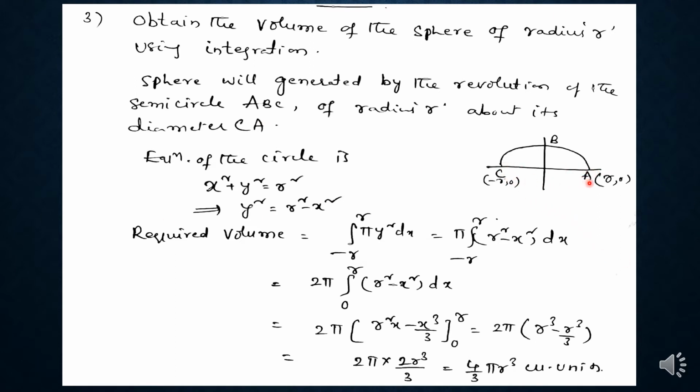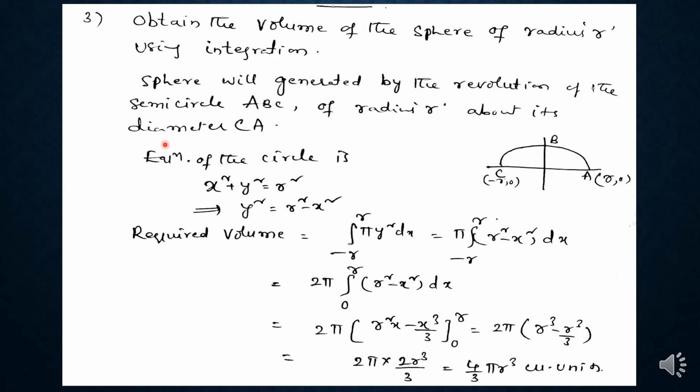Point A is (r, 0), because the center of the circle is O. Let us take OA equal to (r, 0) and OC equal to (-r, 0). If we revolve the semicircle from -r to r about its diameter, here the diameter means CA, we get a solid which is called a sphere. So we should find the volume of that solid.